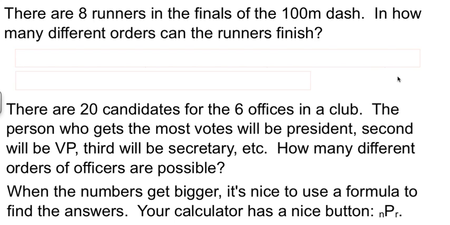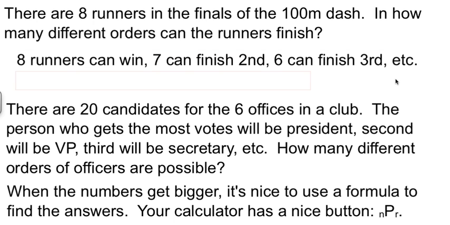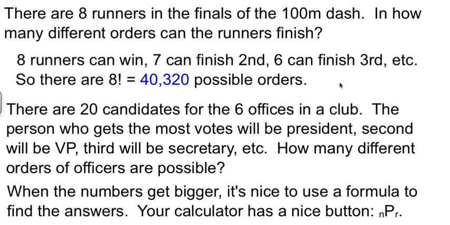And in fact, here we have an interesting situation. We have 8 runners in the finals of the 100-meter dash. Question is, how many different orders can they finish in? Well, 8 different people could finish first, 7 could finish second, 6 could finish third. So there's 8 times 7 times 6 all the way down. 8 factorial, which my trusty calculator tells me is 40,320 possibilities.